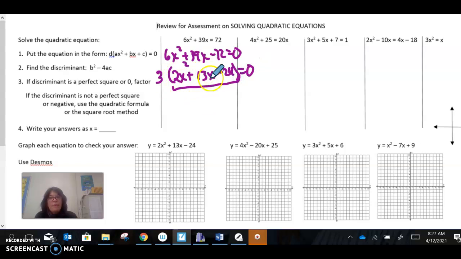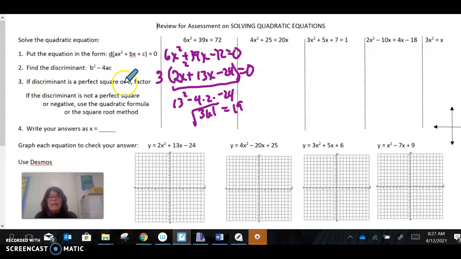Now these are my new A, B, and C. A is 2, B is 13, C is negative 24. I'm going to find the discriminant, that b squared minus 4ac, which is under the square root. I'm going to take 13 squared minus 4 times 2 times negative 24. Okay? When I find the discriminant, I see that I get 361. I take the square root of that just to see if it's a perfect square, and I get 19.